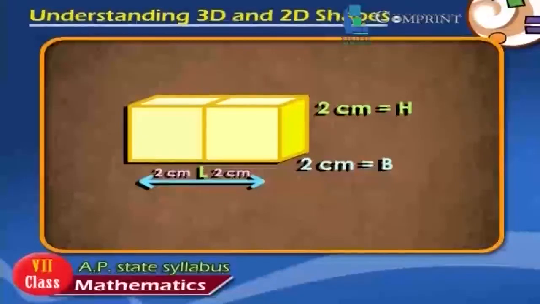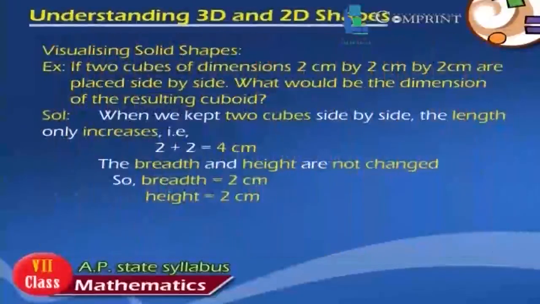Solution. When we keep two cubes side by side, only the length increases. That is, 2 plus 2 is equal to 4 centimeters. The breadth and height are not changed. So, breadth is equal to 2 centimeters, height is equal to 2 centimeters.